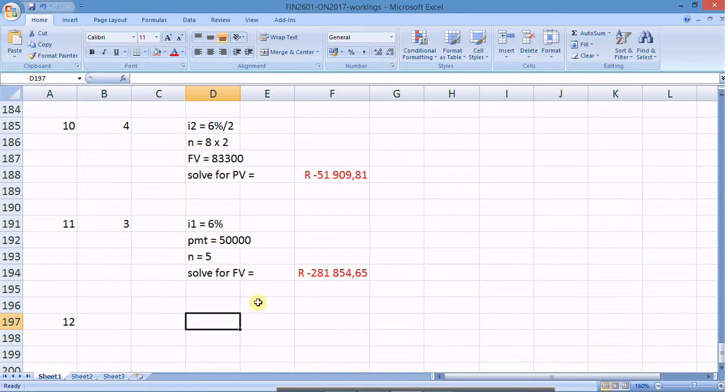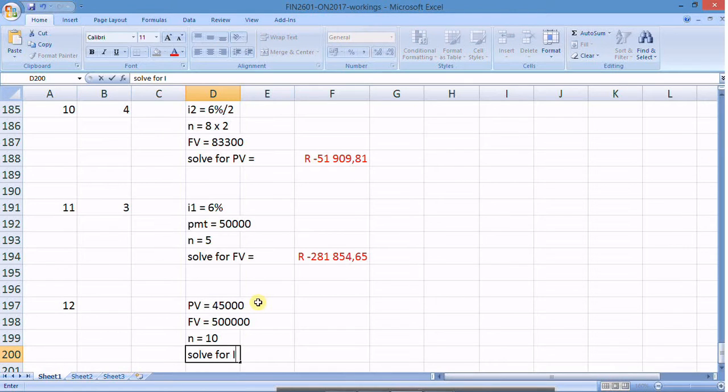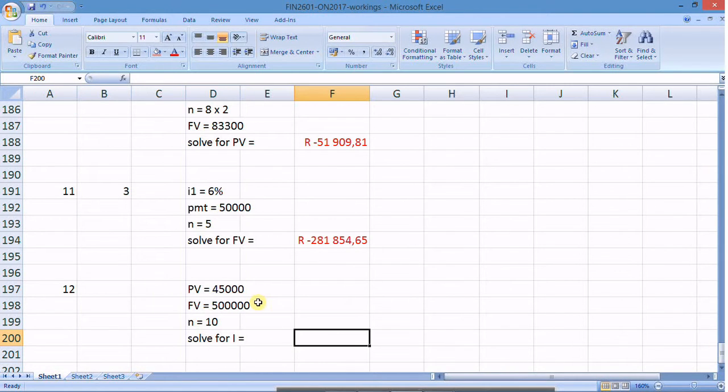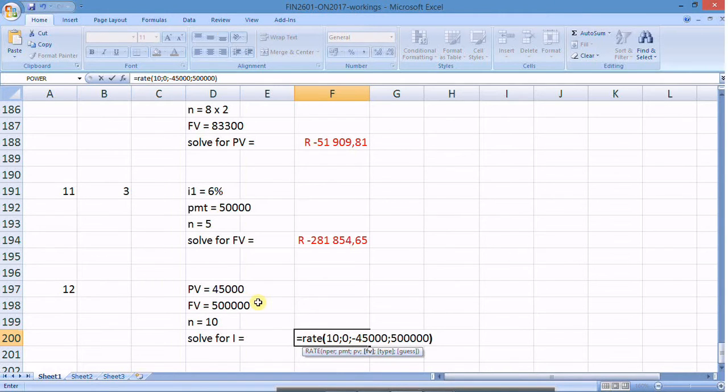Okay, so PV is 45,000. FV is 500,000. N is 10 years. We need I, so solve for I. Right, so let's check. The rate equals, N here was 10. Payment, no payment. PV minus 45,000. And then future value 500,000. And it gives you option 3.